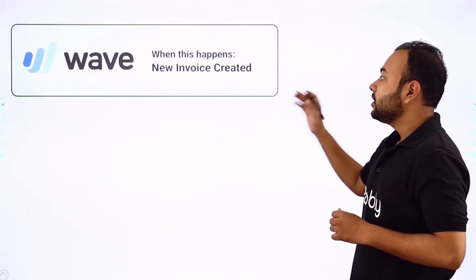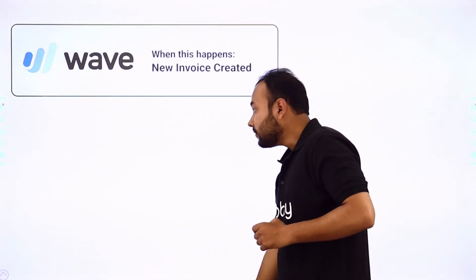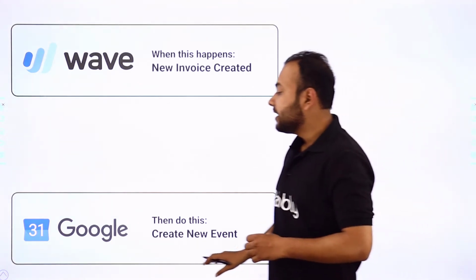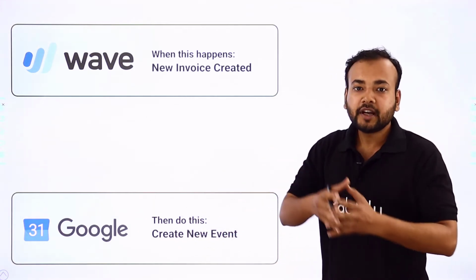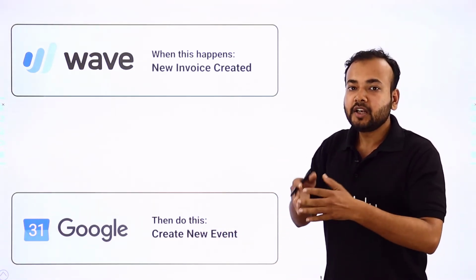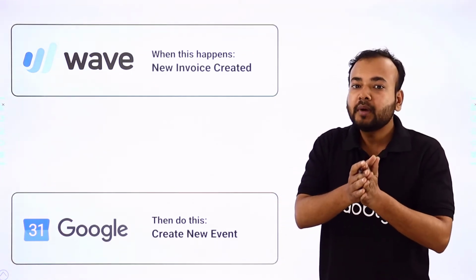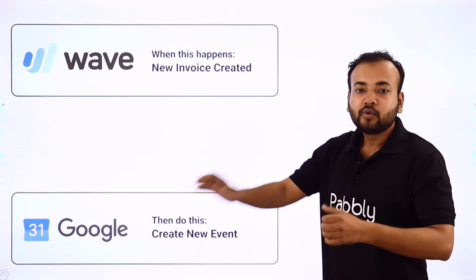By the process that I am about to tell you, whenever you create an invoice here in the Wave application, a new Google Calendar event will be created automatically. In this calendar you can find that at this date and at this time a new invoice was generated for this customer, and you can remember to follow up with that customer with the help of Google Calendar.